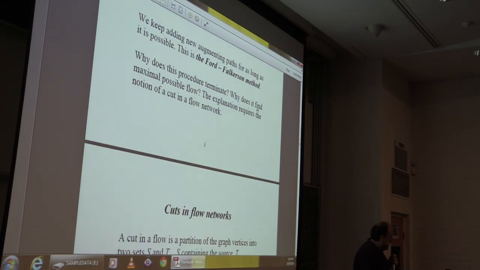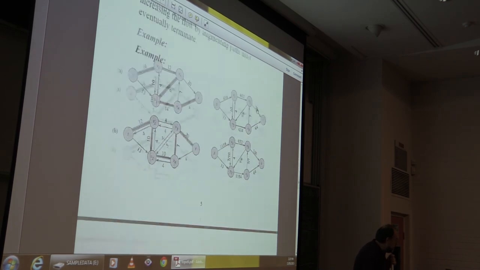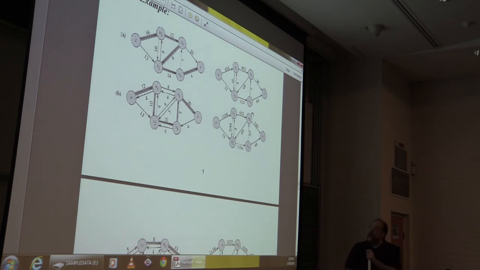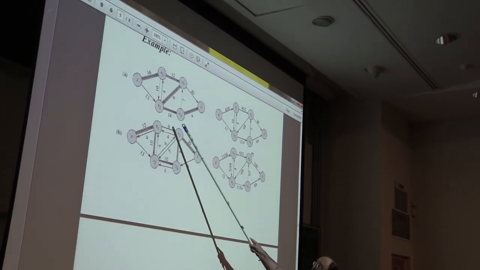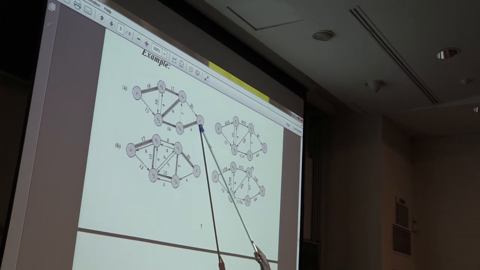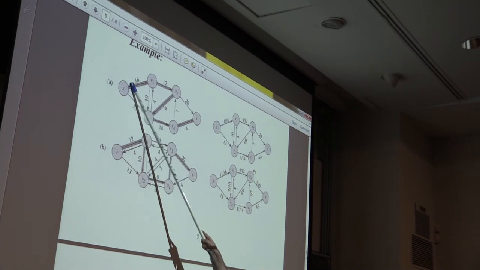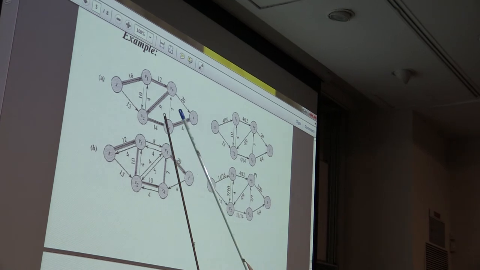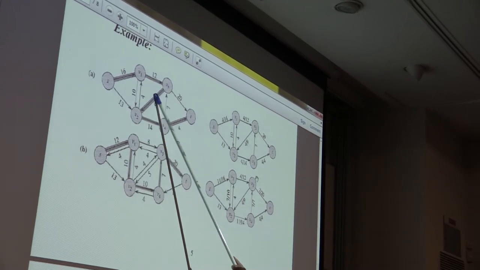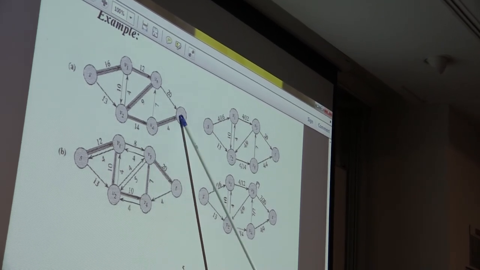Let us just see an example, which I believe I have somewhere here. Here it is. Okay, so what would be one reasonable way of finding max flow? Well, this is just the original flow network. You simply choose any augmenting path through this network. So in this case, the path is this one.